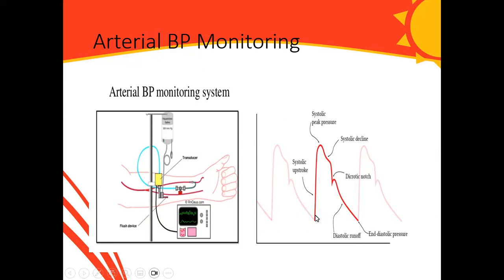All right, we have the systolic upstroke, we have the systolic peak pressure, then we have the systolic decline, and you have your dicrotic notch, and you have your end diastolic pressure. There's a diastolic runoff here. All these components are important because they give you very important information about the hemodynamic status of the patient.